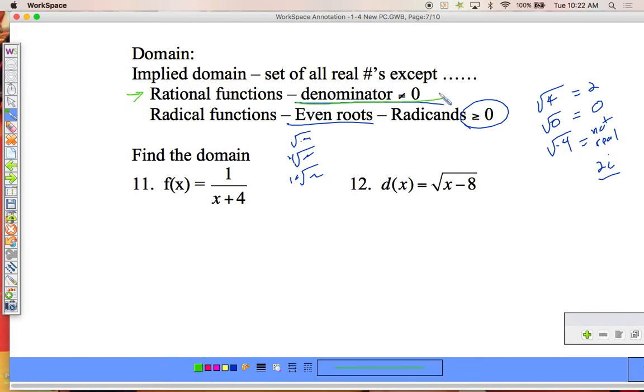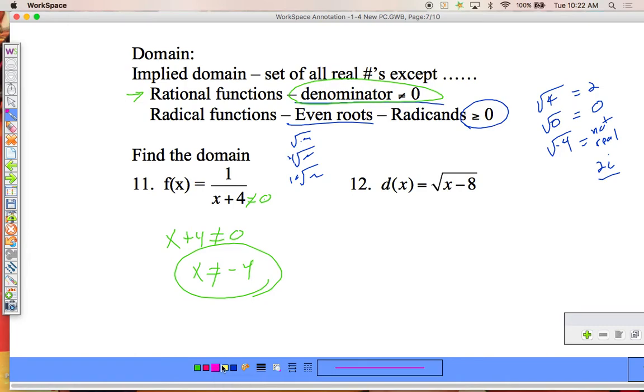All right, so for number 11, I have a rational function. So my denominator cannot equal 0. So I'm going to write that equation. X plus 4 cannot be 0. So that means x cannot be negative 4. And we're going to say that's our domain. X is every single number will work except negative 4, because negative 4 is going to give me a denominator of 0. So anytime we see a rational function, we're going to set our denominator not equal to 0 and solve it.